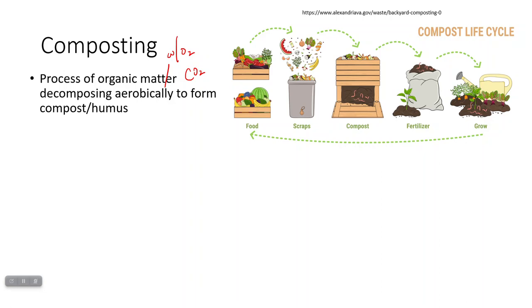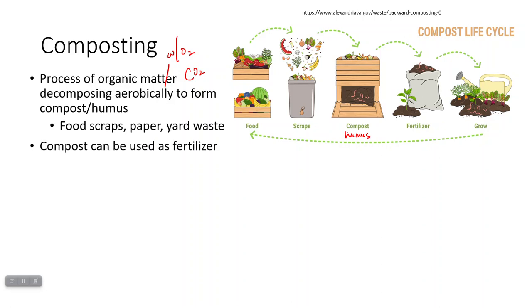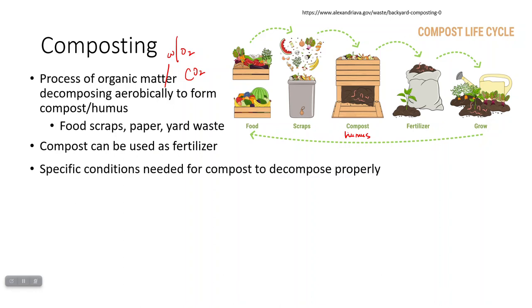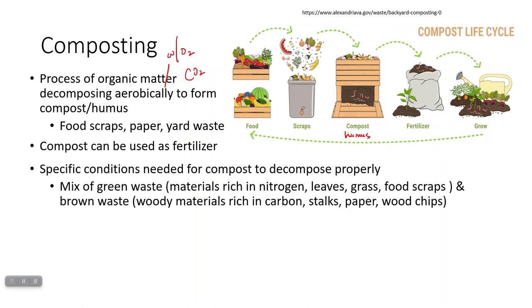That decomposes the organic material to form compost, also known as humus, which, if you remember from soil, is a component of rich and fertile soil. And then you can take that compost and sell it as fertilizer or use it as fertilizer if you compost at home. There are conditions that need to be met. You do need bacteria from the soil, fungus, sometimes worms are used as well to help break things down. You also need a mix of what's called green waste and brown waste.